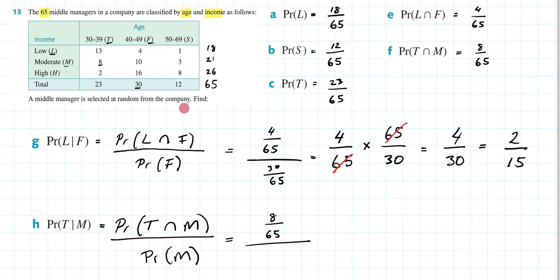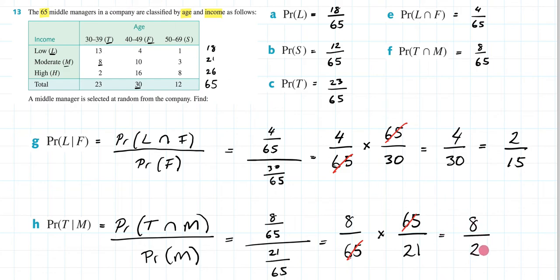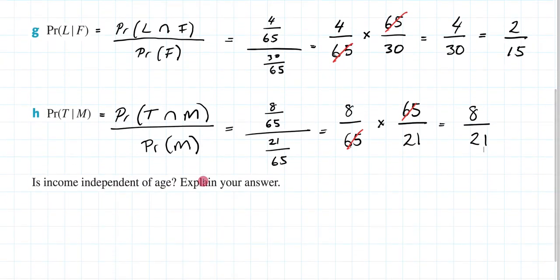So I haven't solved that here, so I'm going to do it here. The probability of M, so a moderate income, is going to be 21 over 65. Again, stay, change, flip. Then this and this will cancel, and I'm going to be left with 8 on 21. 8 over 21. Perfect.